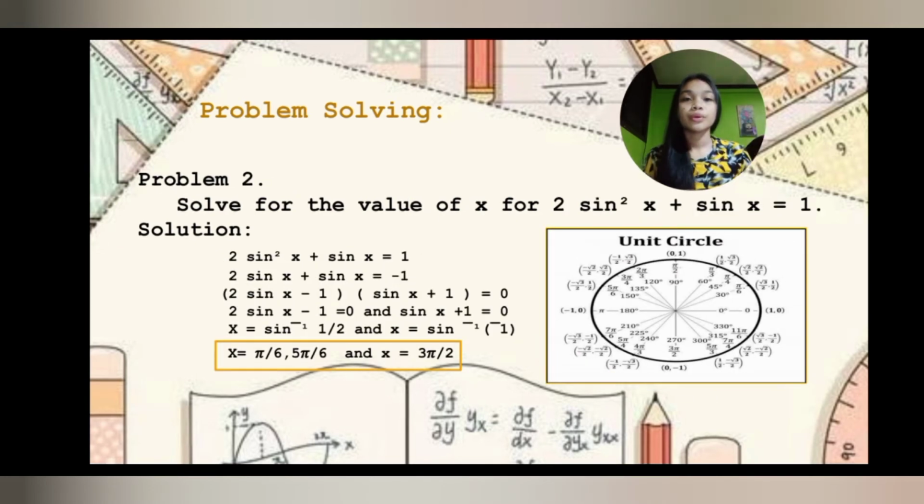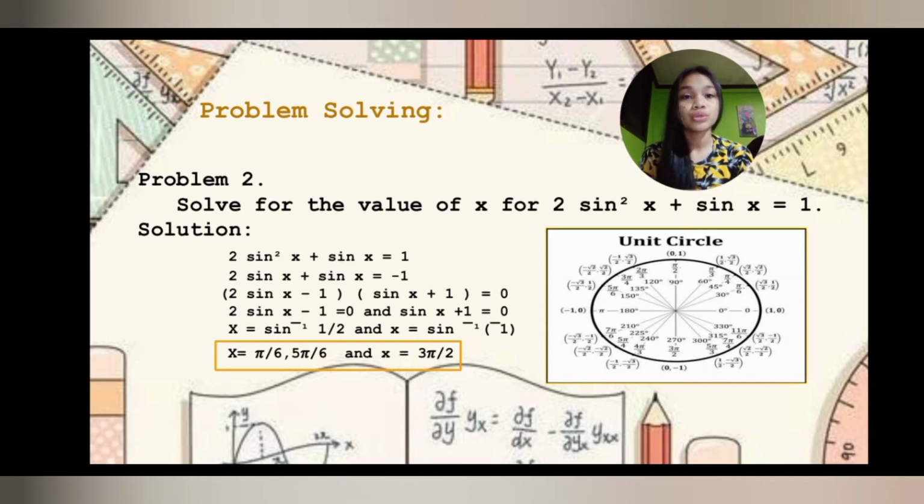Okay, next example. Solve for the value of x for 2 sin squared x plus sin x equals 1. So our solution: 2 sin squared x plus sin x equals 1. All we need to do is to make our 1 into the negative form: 2 sin squared x plus sin x minus 1, and factor it into 2 sin x minus 1 times sin x plus 1 equals 0 in the trigonometric equation.